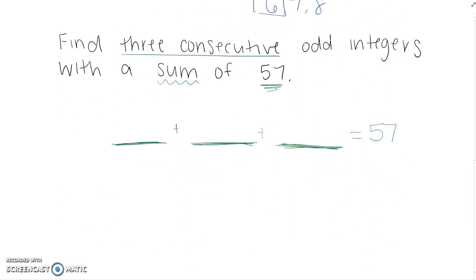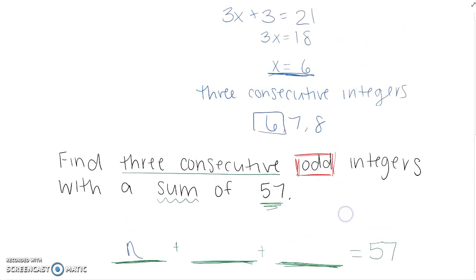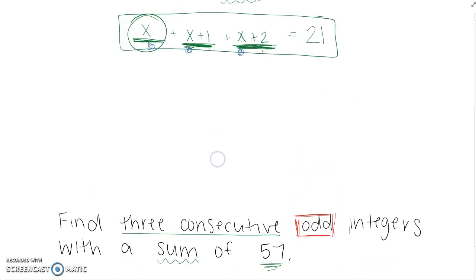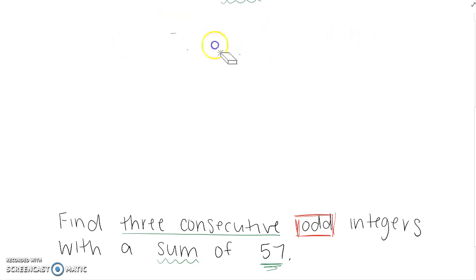Since this is a different problem, let's just call it n for number. Okay, so now we need to focus on the odd part. How can we make sure that all of these are odd? So what I'm going to do is erase, or do my best to erase, what we did up here. And I'm going to write a number line so we can do examples, kind of like what we did earlier.